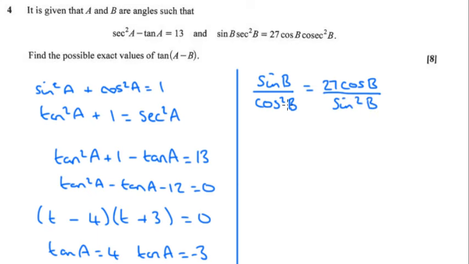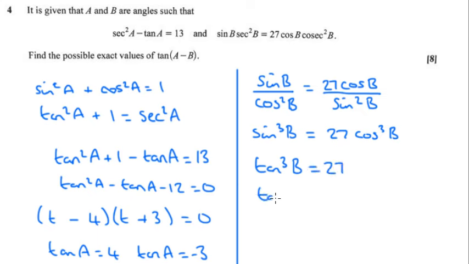If we multiply by cos squared b and sine squared b now to get rid of these fractions, we're going to end up with sine cubed b over here and 27 cos cubed b. And if we divide by cos cubed b, we're going to get tan cubed b equals 27. And if we cube root, we're going to get tan b. Cube root of 27 is 3. So tan b is 3, and tan a is either 4 or negative 3.